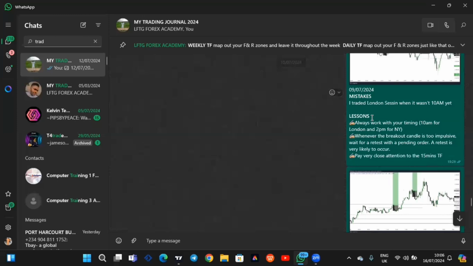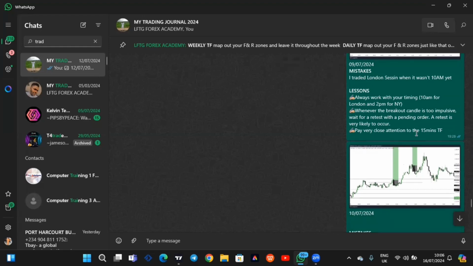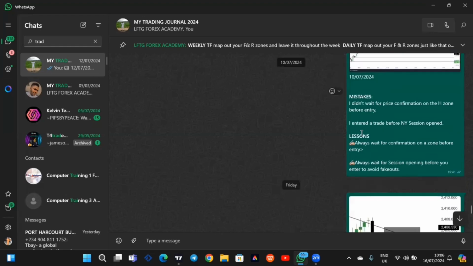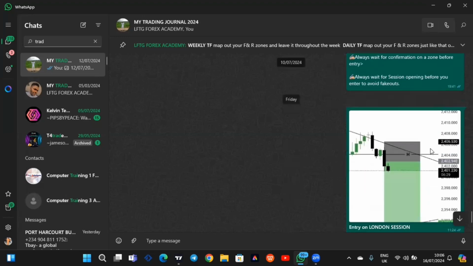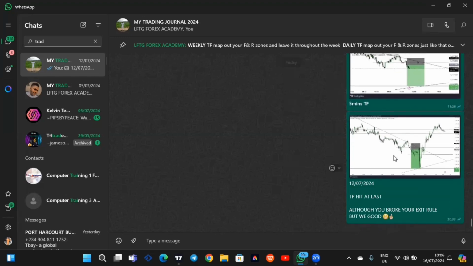Okay, I think this was the lesson I learned. Always work with your timing. Whenever the breaker candle is too impulsive, wait for a retest with a pending order. A retest is very likely to occur. Pay very close attention to the 15 minutes time frame. Noted. Another lesson I learned: always wait for confirmation on the zone before entry. That one is noted. Always wait for session opening before you enter to avoid fake outs. That one is noted. So I think that's just it.